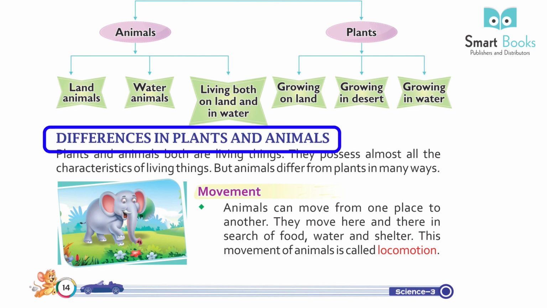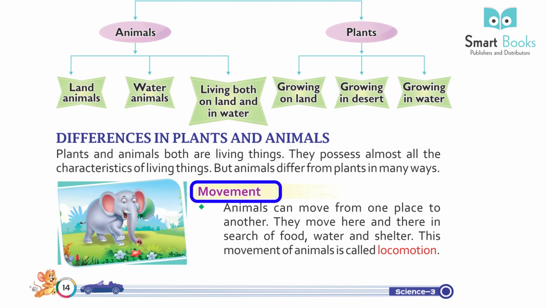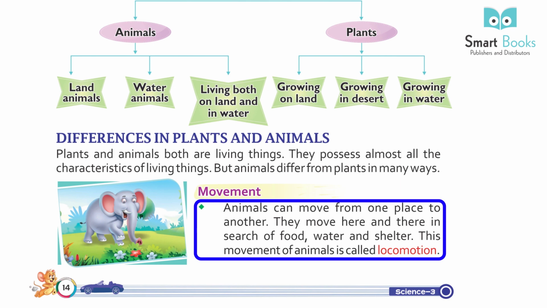Differences in plants and animals. Plants and animals both are living things. They possess almost all the characteristics of living things, but animals differ from plants in many ways. Movement. Animals can move from one place to another. They move here and there in search of food, water, and shelter. This movement of animals is called locomotion.